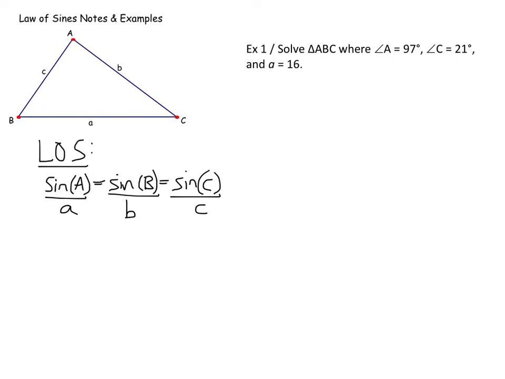Alright, so ladies and gentlemen, the first thing that I did was I wrote down the law of sines. Mr. Fournier just proved this in the last video for you. So here we have the law of sines. We know that the ratio of the sine of angle A to side A is equal to the sine of angle B to side B, which is equal to the sine of angle C to side C.